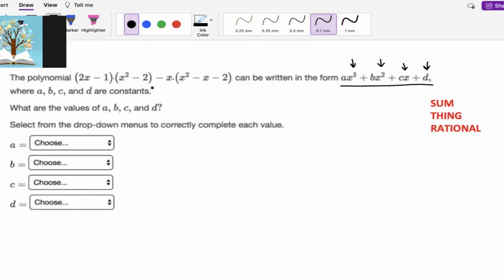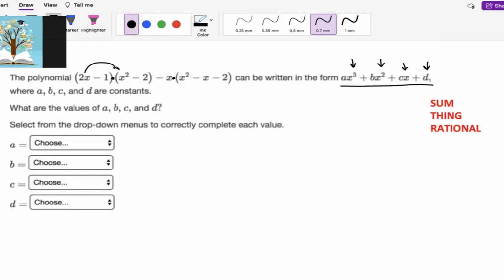So when I look at my original expression, I don't see any x cubed. But definitely I see some multiplication here. Most probably after multiplication, as we did in previous questions, some x cubed and x squared terms will come out eventually. Okay, so 2x minus 1 and x minus 2.